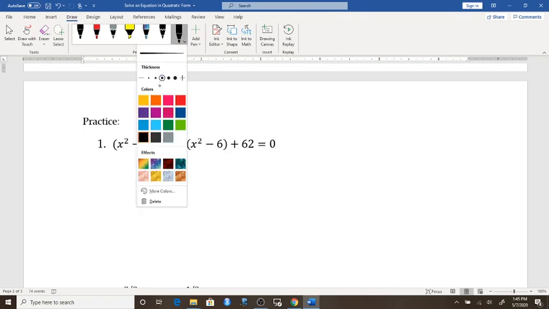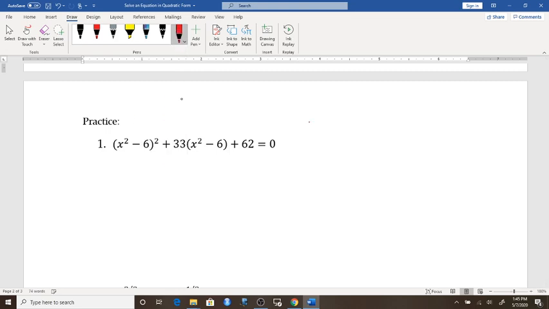Okay, all right. So remember, what we want to do is rewrite this in terms of ay squared plus by plus c equals 0. So c is this 62, b must be this 33, and a must be this 1 here in front. So y must be the term in front of the 33, which is this one. So this must be y squared. So in our case, y is equal to x squared minus 6.